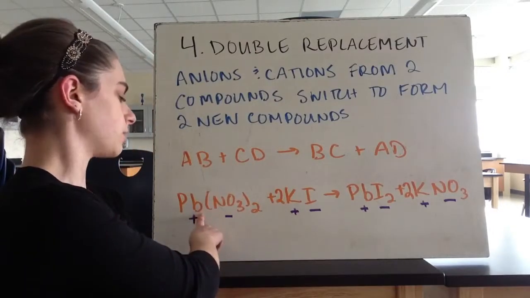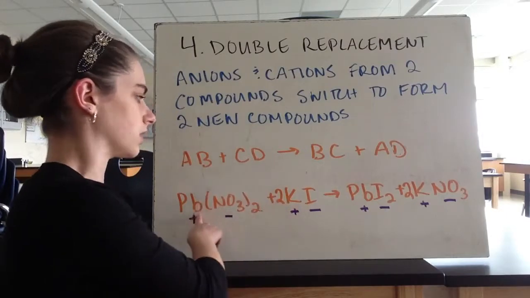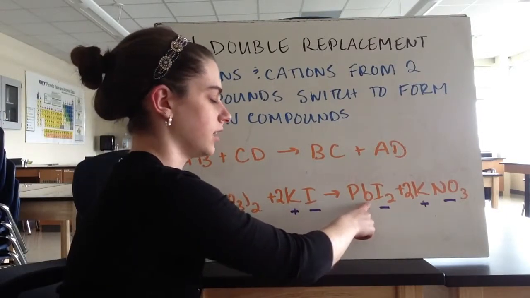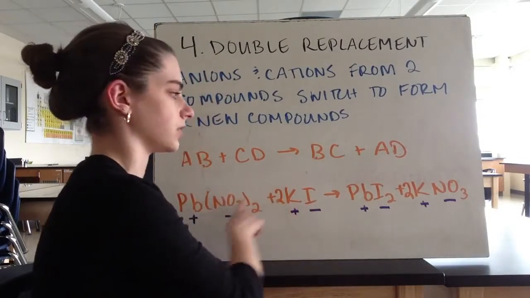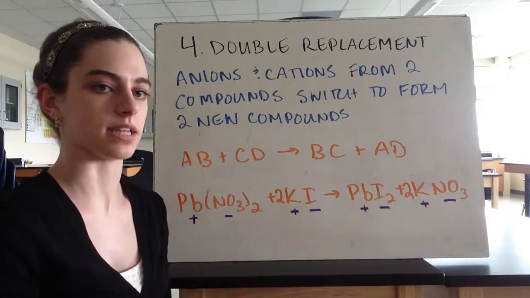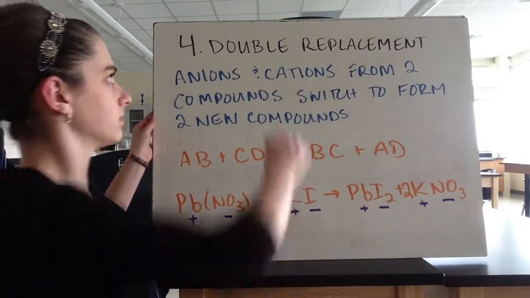So our 2 positives are going to switch places. So our lead and our potassium are going to swap. So our lead is going to go with our iodine to make lead 2 iodide, and our potassium is going to go with our nitrate to make potassium nitrate. So all they've done is recombine themselves with their other corresponding ion.